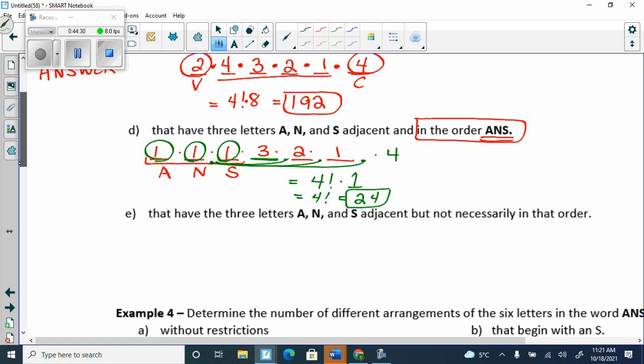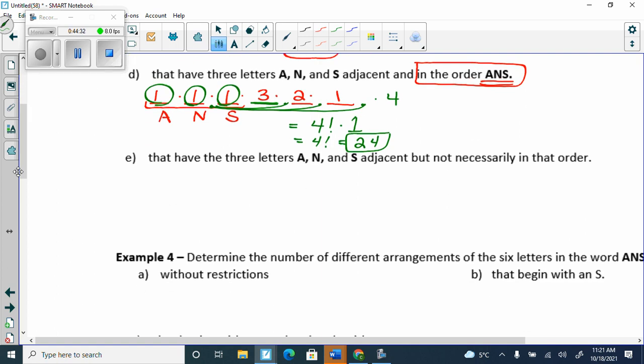E says that have the 3 letters A and S adjacent, so they have to be together, side by side, but not necessarily in the order A and S. It could be in any order, right? It doesn't have to be in the order A and S. So what's the only thing that changes?